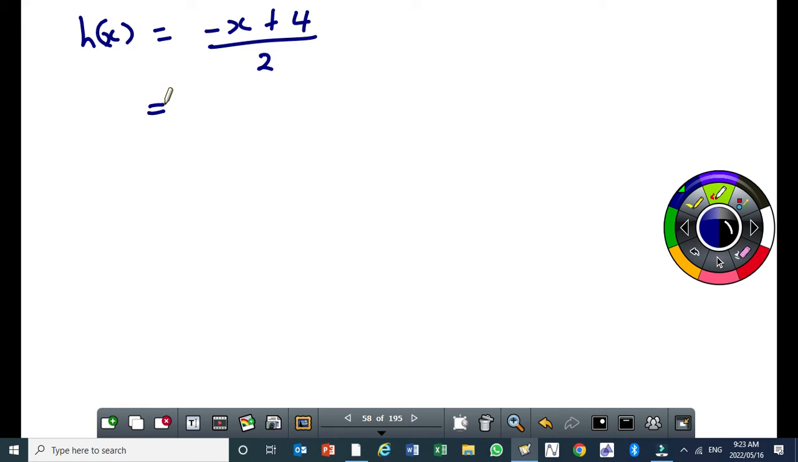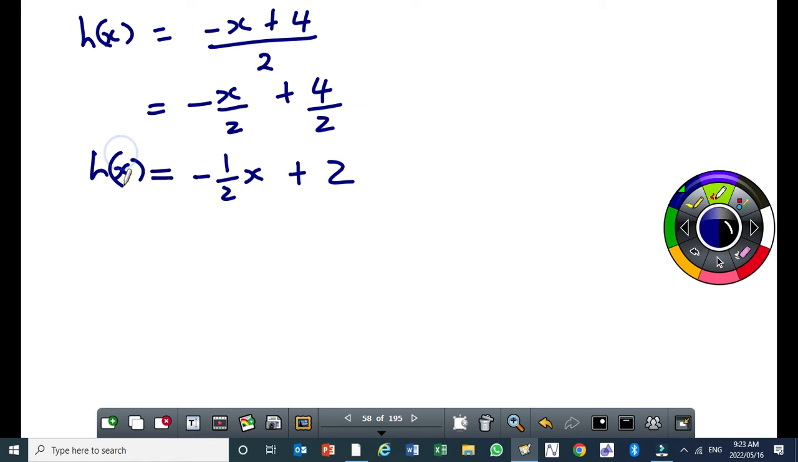Then, since we have a common denominator there and we have a division line, we need to remove that division line in order to find the derivative. So this would be the same as minus x over 2 plus 4 over 2. Okay? Now, it's important for you to know that minus x over 2 is the same as minus a half x, and then 4 over 2 is the same as a 2. That's not the derivative yet. Okay? And what type of a function is this?